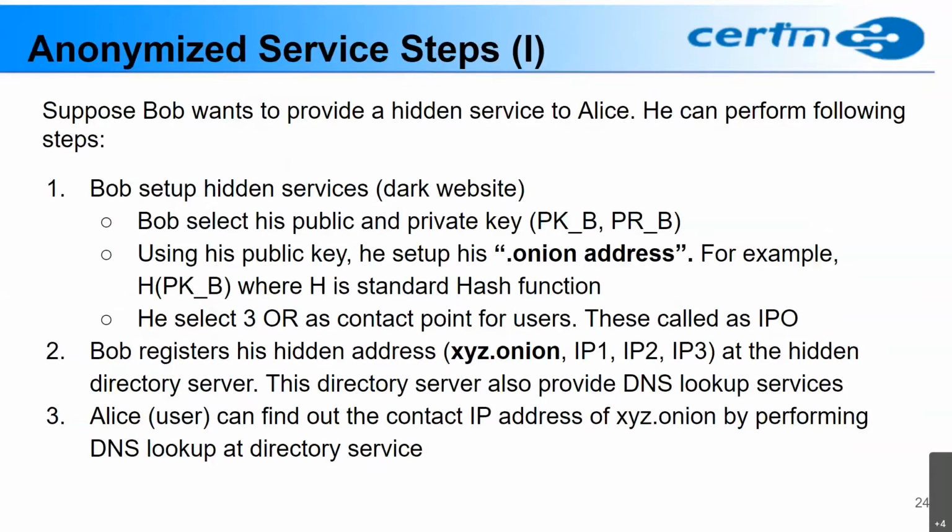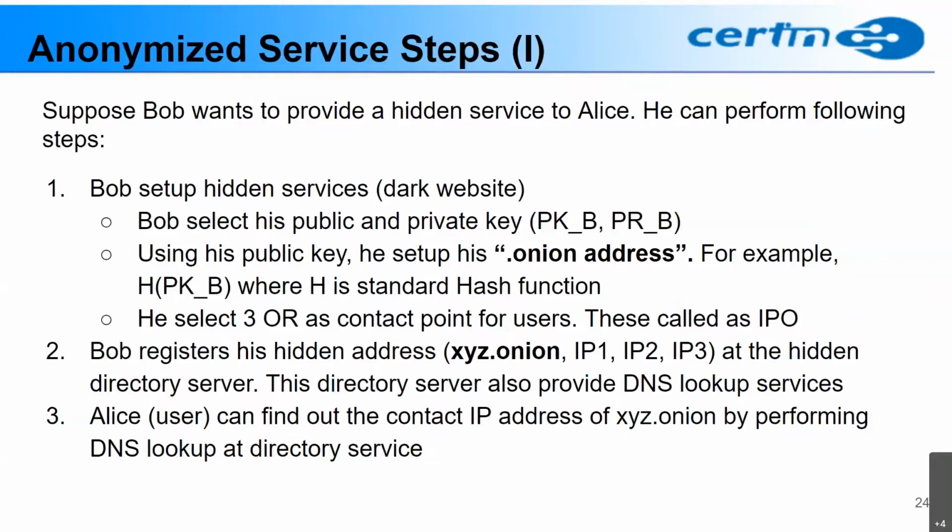After creating the onion address, he will select three onion routers as IPOs. It can be any onion router which can be used as an IPO. With the list of three nodes and the .onion address, he will register himself with the directory server. That means he tells the directory server that this is my onion address xyz.onion, and these are the three IPs. Using this, anyone can get service from me.